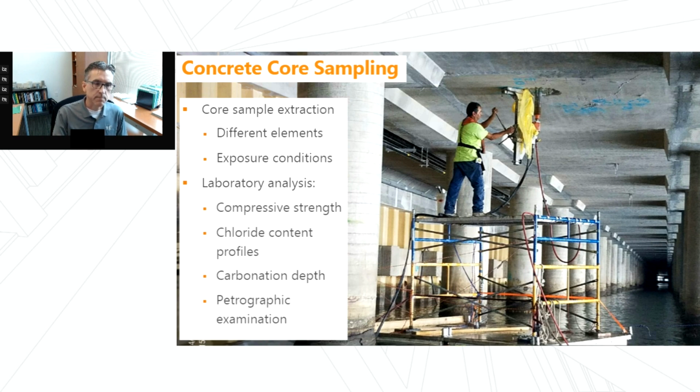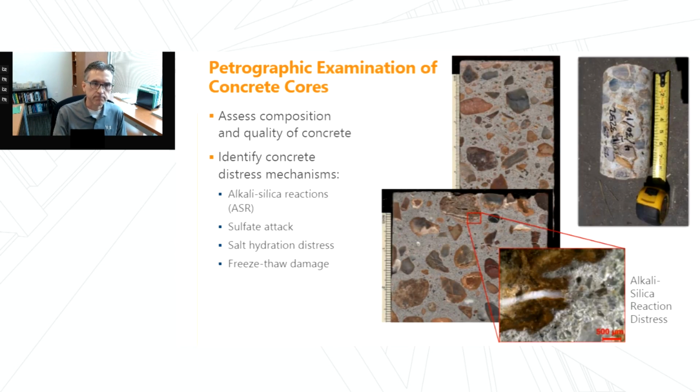We're going to take those cores back to our laboratory and test them for strength, do chemical analysis to understand the chloride levels and the carbonation depth, and then perform a petrographic examination on selected cores. The petrographic examination gives us information on the composition and the quality of the concrete. And if we've got record documents like the original concrete submittals, we can even compare them to see if the as-constructed concrete matches those record documents.